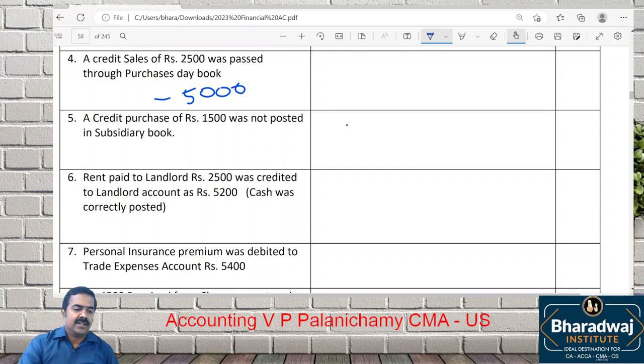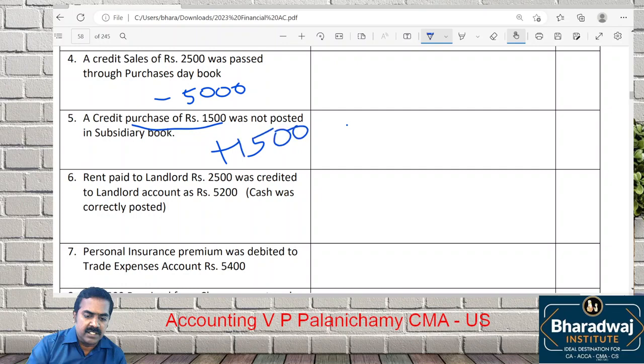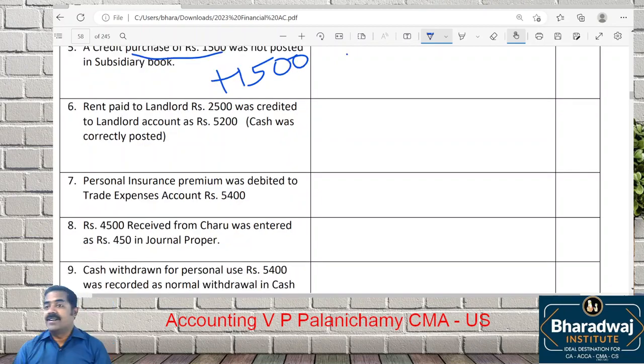Credit purchase not posted in subsidiary book. If you don't record purchase, purchase is an income or expense? Expense. If you don't record expense, there is an increase in profit. Increase in profit 1,500.